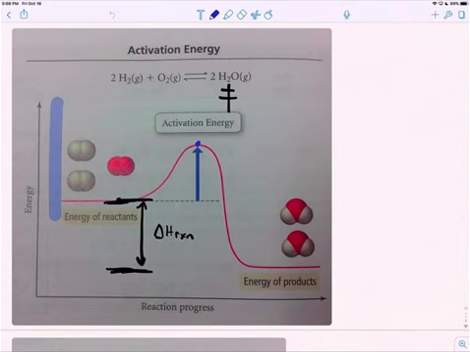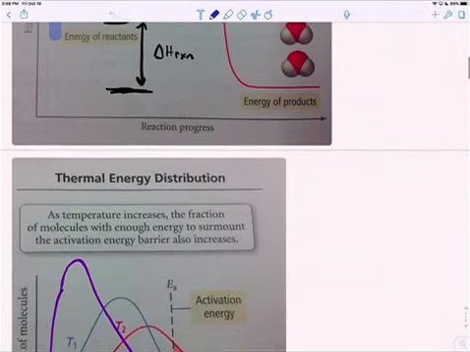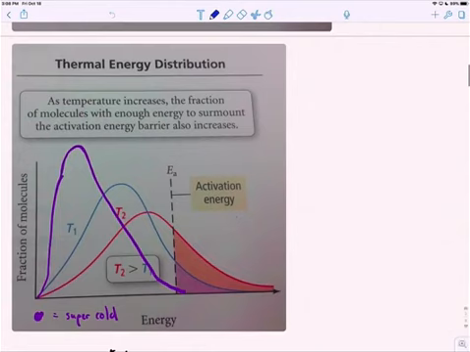Then, if you look at the difference between the reactants and the products, that would be the heat of reaction, the delta H. As drawn here, this would be an exothermic reaction. If the products were higher than the reactants, that would be an endothermic reaction. And so I'm going to talk about this.